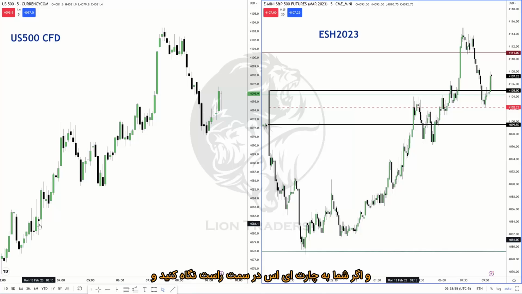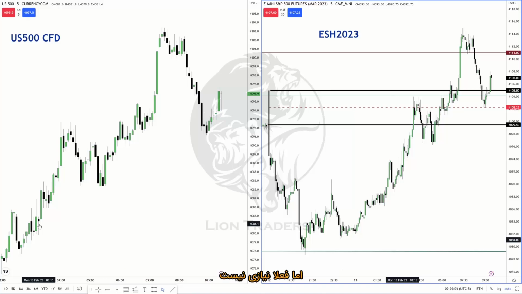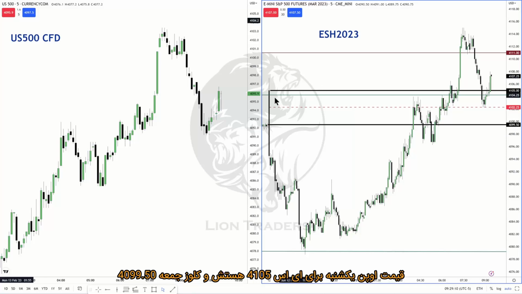And if you look at the ES chart on the right hand side, and again, this is a 5-minute chart, we'll drop down to a respective lower time frame if there's a necessity for it, but right now there isn't. The opening price Sunday for ES came in at 4105.00, and the closing price on Friday came in at 4099.50.